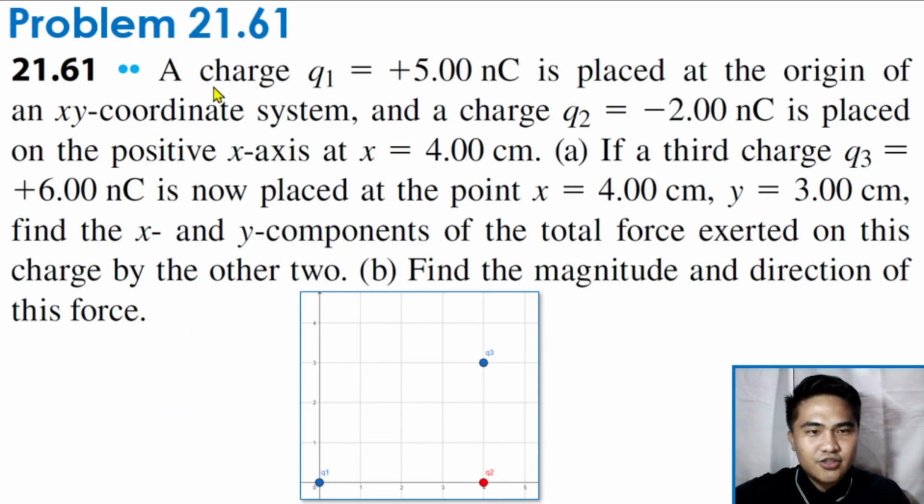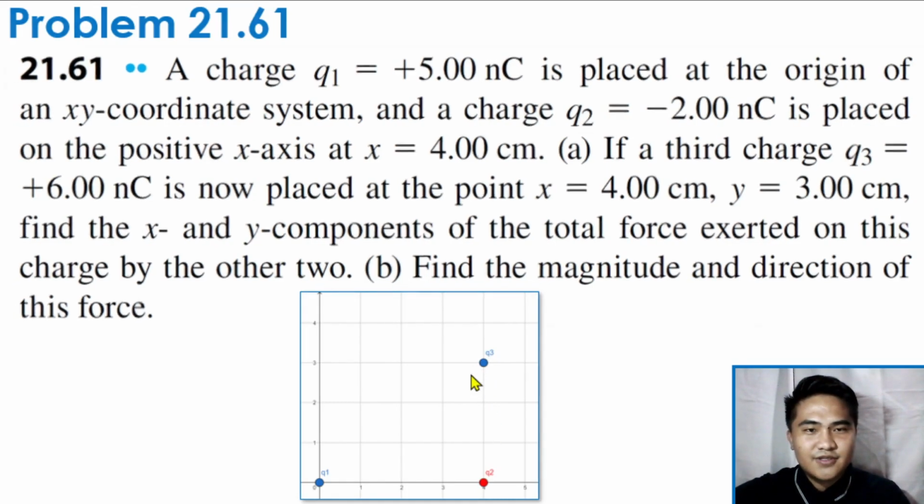21.61, a charge Q1 with a charge of positive 5 nanocoulomb is placed at the origin of an XY coordinate system. So this is Q1. And the charge Q2, negative 2 nanocoulomb, is placed on the positive x-axis at x is equal to 4 centimeters. If a third charge Q3, positive 6 nanocoulomb, is now placed at the point x is equal to 4 centimeters and y is equal to 3 centimeters, find the x and y components of the total force exerted on this charge by the other two. Part B, find the magnitude and direction of this force.